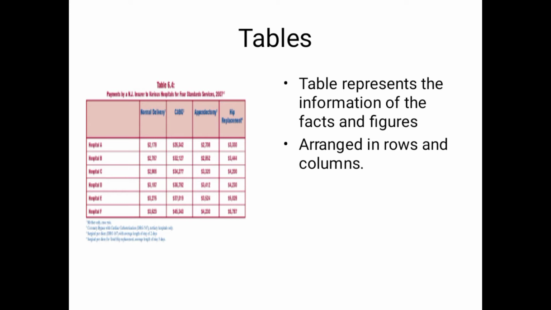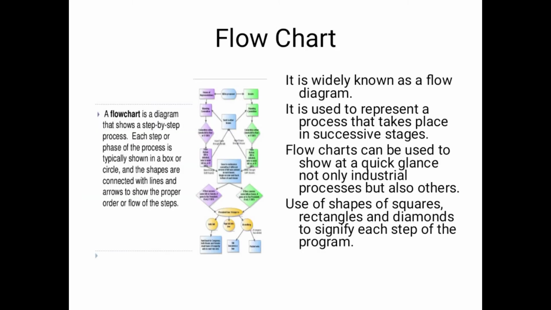Even the election result can be shown in a table. DMK, ADMK, Congress, BJP, and what is their performance in different constituencies can be shown in tables. They are arranged in rows and columns. So you have the rows, then you have the columns.